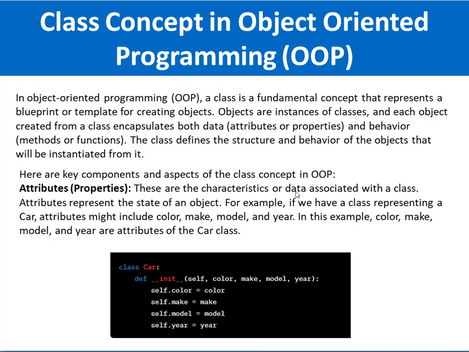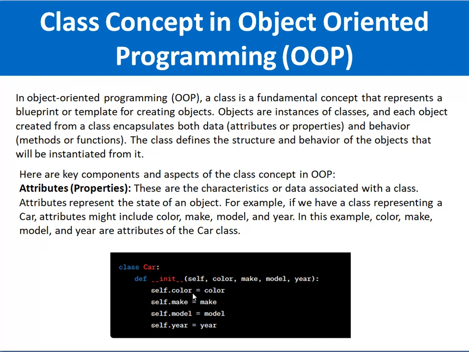So now we shall discuss in more detail the concept of a class. The first concept is related to properties or attributes. Let's take an example that you want to create a class of a car. Car is a simple thing which you can idealize, that these are the characteristics or data associated with a class. For example, what are the attributes the class can have?